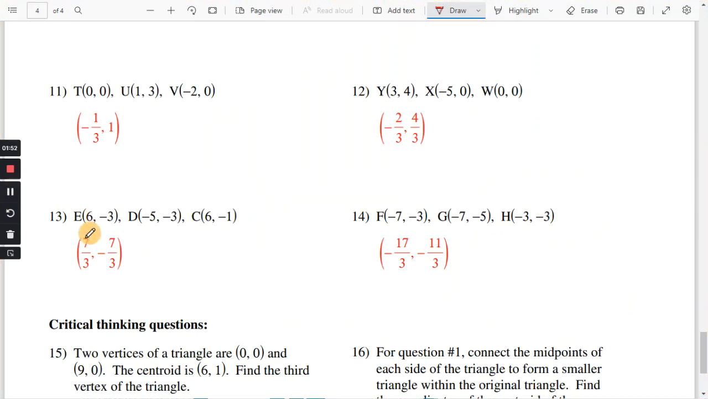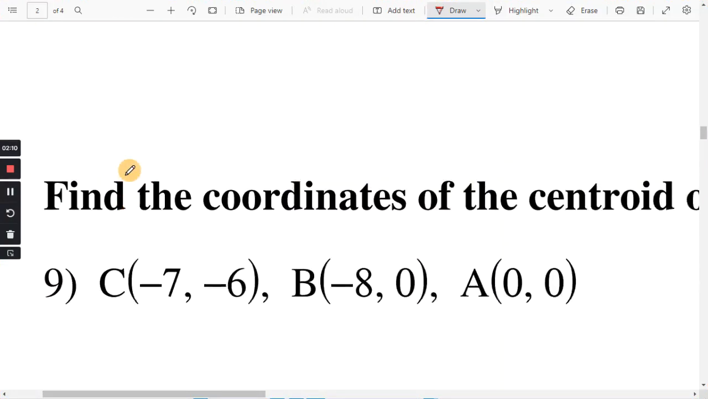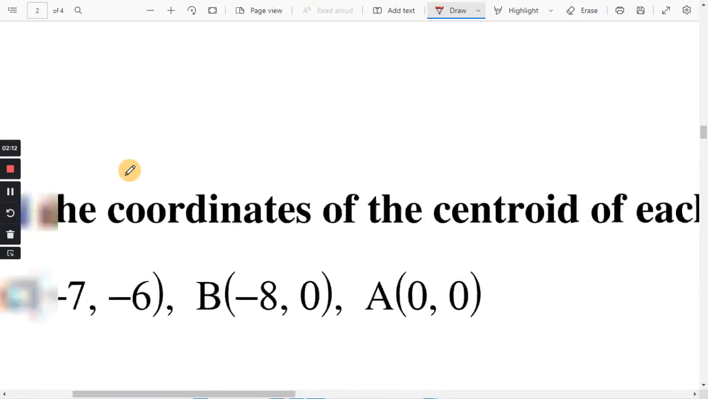And just real quick, from looking at their answers, it looks as if you cannot divide by 3, if the number is not divisible by 3, you just leave the 3 in the denominator. So that's what we're going to do. All right, so let's do number 13 together. The instructions say to find the coordinates of the centroid.